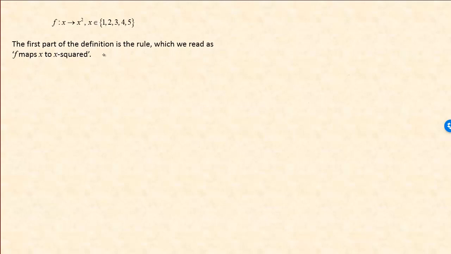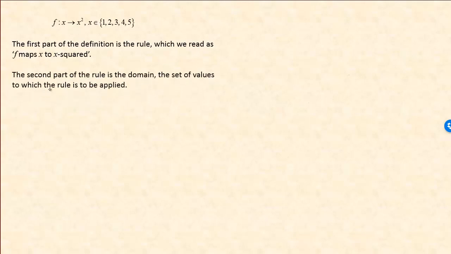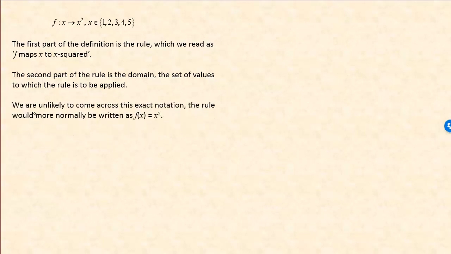The first part of the definition is the rule, which we read as f maps x to x squared. The second part of the rule is the domain, the set of values to which the rule is to be applied. We are unlikely to come across this exact notation. The rule would more normally be written as f of x equals x squared.